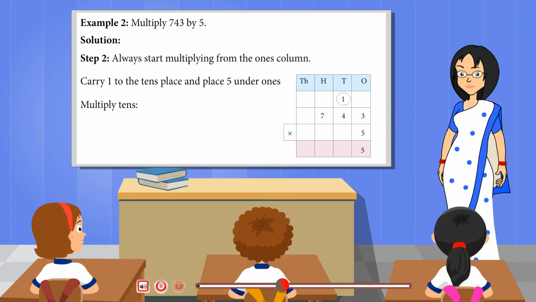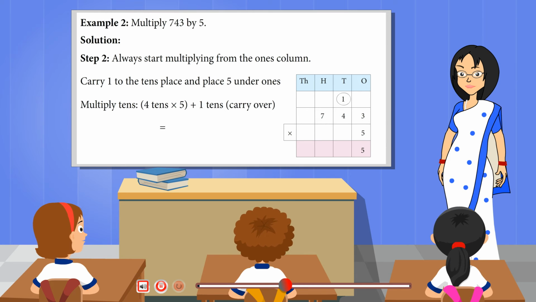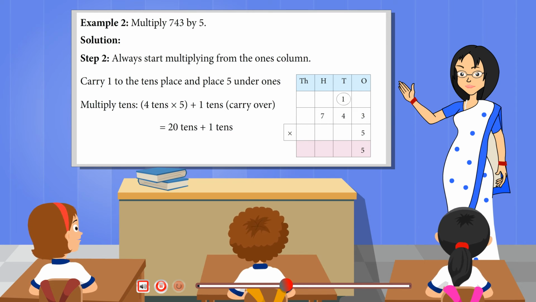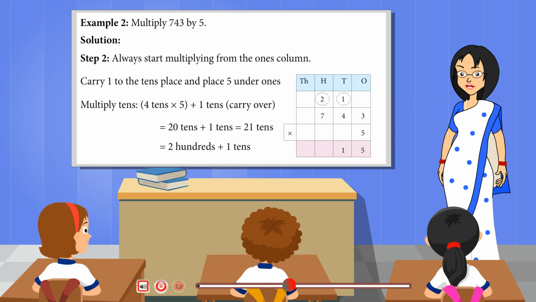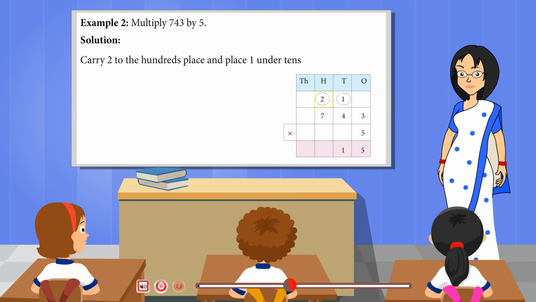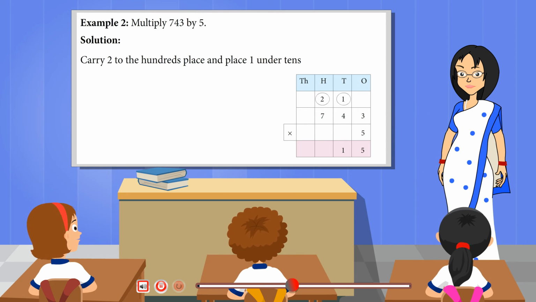Multiply tens. 4 tens into 5 plus 1 ten carry over is equal to 20 tens plus 1 ten, which is equal to 21 tens, which is equal to 2 hundreds plus 1 ten. Carry 2 to the hundreds place and place 1 under tens.